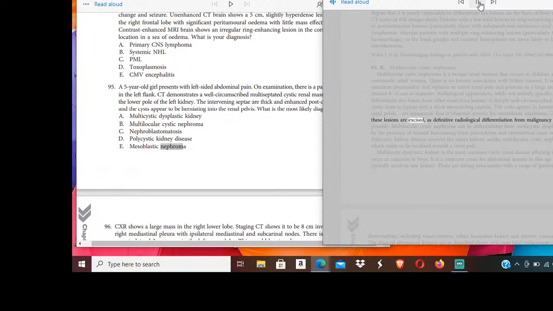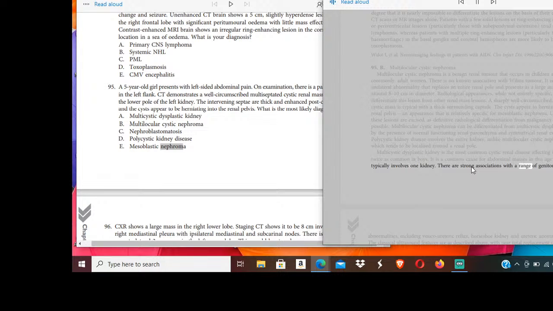Unsurprisingly, these lesions are excised, as definitive radiological differentiation from malignancy is often not possible. Multilocular cystic nephroma can be differentiated from multicystic dysplastic kidney by the presence of normal functioning renal parenchyma and symmetrical renal excretion. Polycystic kidney disease involves the entire kidney, unlike multilocular cystic nephroma, which tends to be localized around a renal pole. Multicystic dysplastic kidney is the most common cystic renal disease affecting infants and is twice as common in boys. It is a common cause for abdominal masses in this age group and typically involves one kidney.